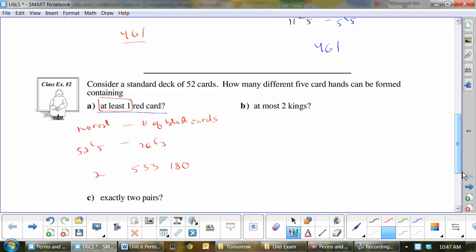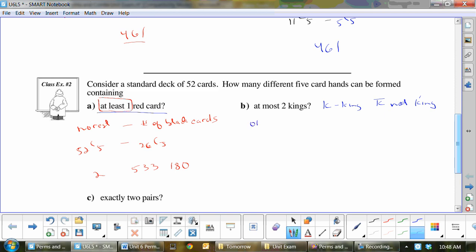Now, at most, 2 kings. Again, articulate this in 5-year-old terms. What does at most mean? No more than 2? Even simpler, a 5-year-old would say 0, 1, or 2. You can have 0 kings, because that's the one that most people would miss. So this will stand for king, and this will stand for not king. A K with a line over it means not a king.